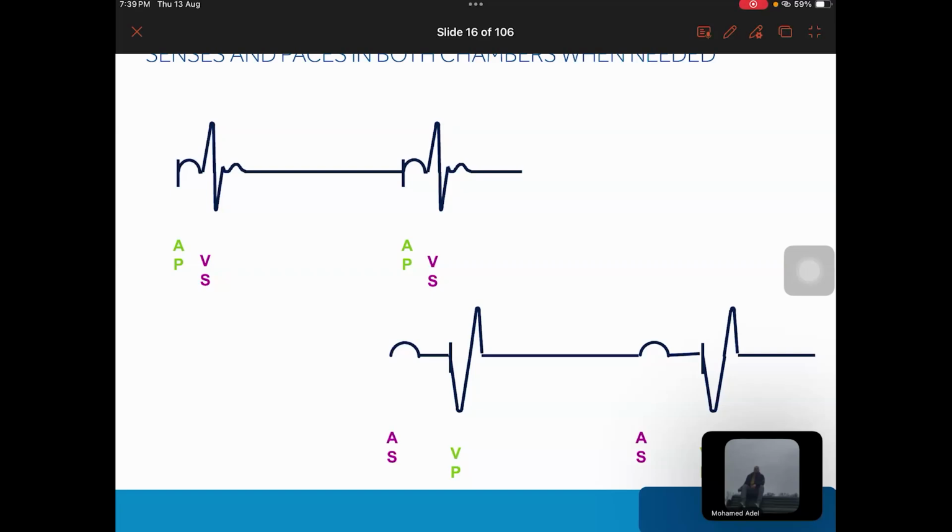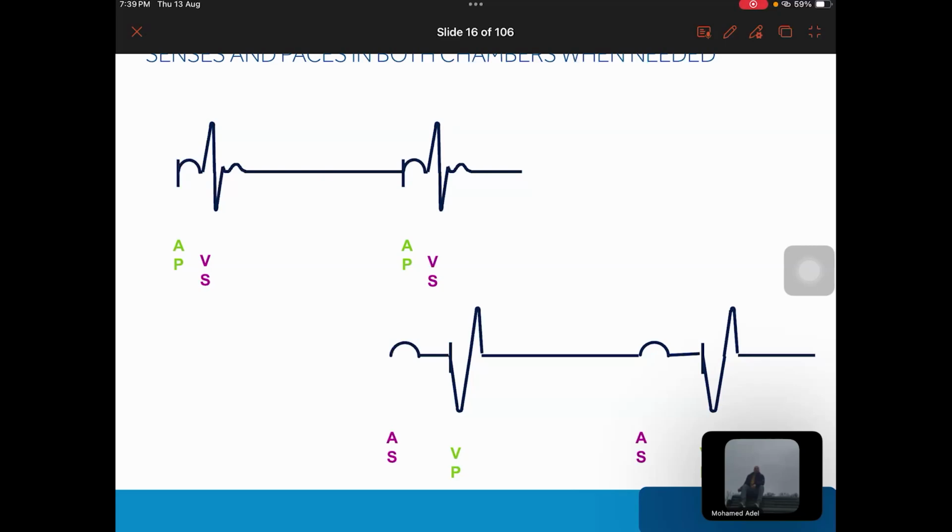What is meant by pause? If the patient has a heart rate of 50 and I adjust the lower rate limit at 60, it will pace in the atrium. Then it will activate the pacemaker timing named paced AV delay. As it paced in the atrium, it will activate the timer paced AV delay. For example, I adjust it around 180 milliseconds, and after that, if there is no intrinsic R, it will pace in the ventricle.